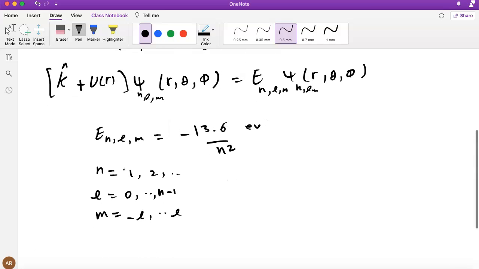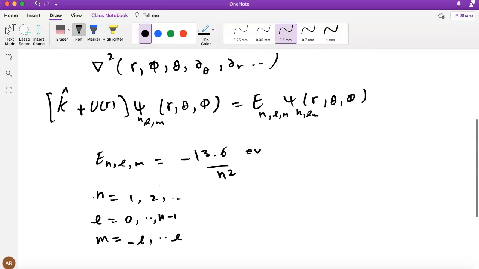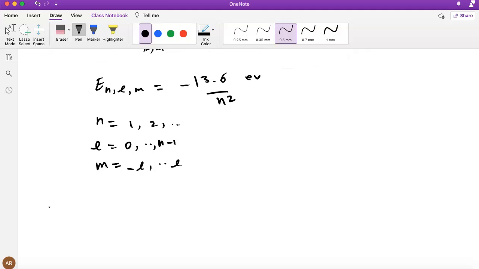So for each energy level, we can find more than one state that has that energy, and these are distinguished by the angular momentum. L is a quantum number related to the total angular momentum, and m is a quantum number related to the z component of the angular momentum. So let's talk a little bit more about these things.